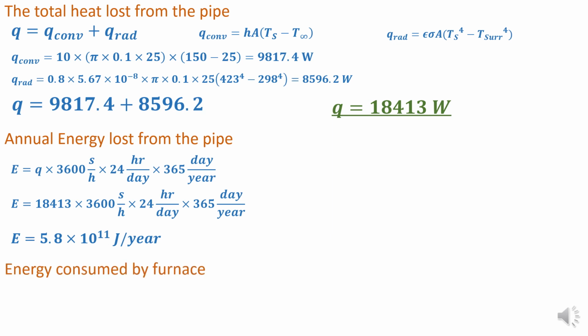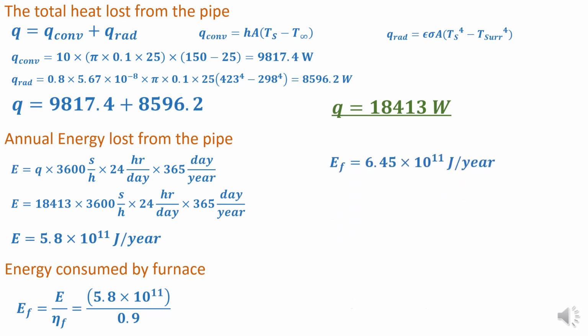Now, how much energy will be consumed in order to produce steam having an energy of 5.8 exponent 11 joules per year? It will be EF is equal to E upon the efficiency of the furnace, and the efficiency of the furnace given in the problem statement is 90%. By solving this, the energy consumed by the furnace in a year comes out to be 6.45 exponent 11 joules per year.